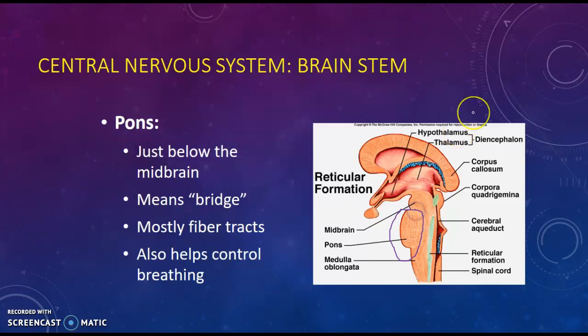And what's kind of cool is when you do brain dissections, if the brain you got contains the brainstem, the pons is really easy to see because it does bulge out so much. And this is basically just a whole bunch of fiber tracts for bringing information up and down the brainstem. And it also helps to control your breathing.